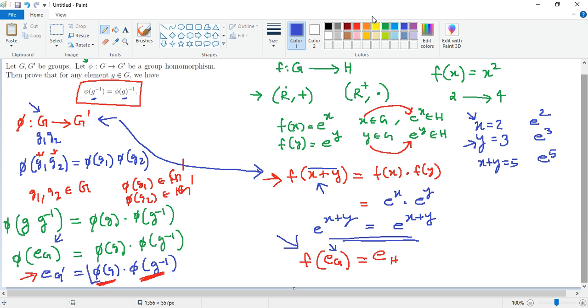So the inverse of this should be this for you to get the identity element. And that's what the question is asking us to prove. So what is the inverse of phi of G? Phi of G is some element, so its inverse will be phi of G inverse, and that is this here. So phi of G inverse, and that's the proof for that question.